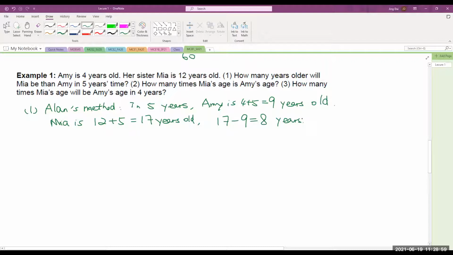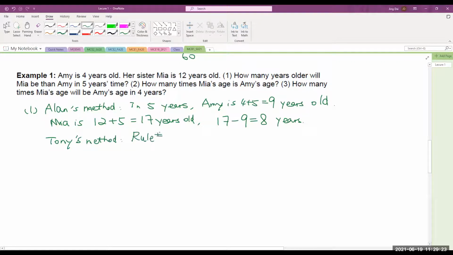Anybody did it in a different way? I'm talking about an easier way. Anybody did it in an easier way? Tony, go ahead. So we know that whenever the ages move, the difference is always the same. So we do 12 minus 4 equals 8.